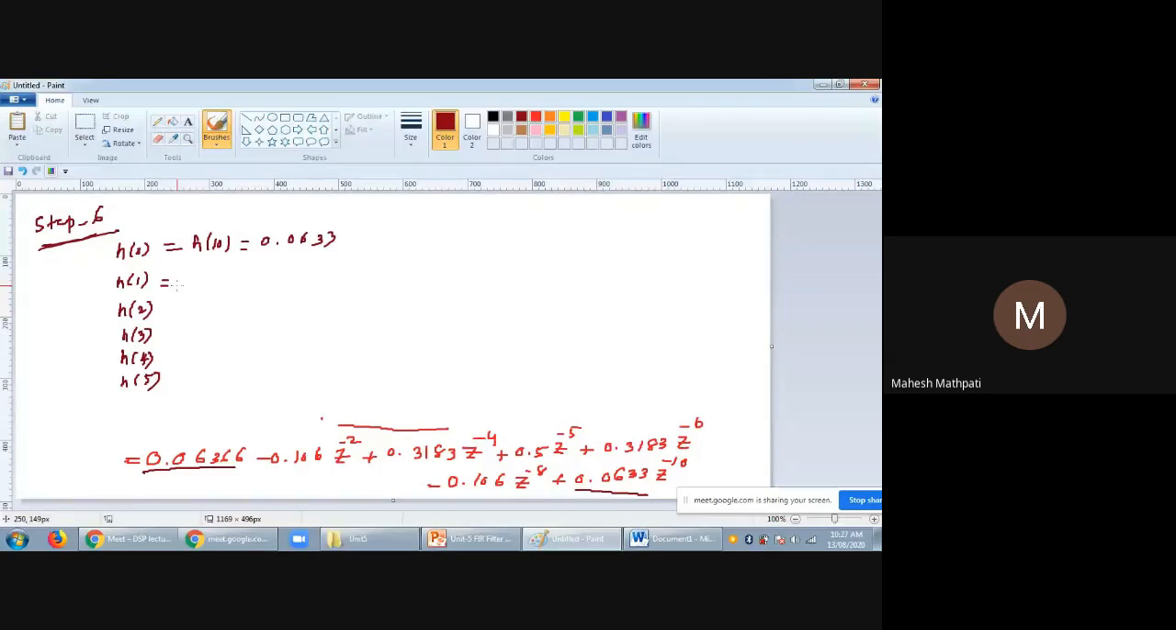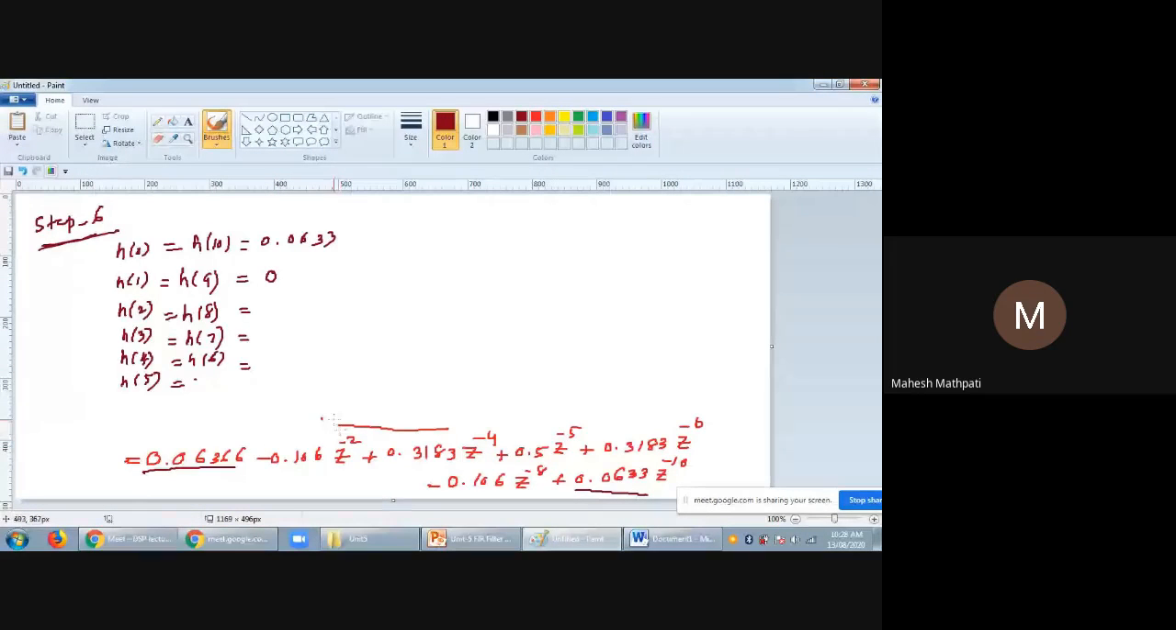Now, h of 1 equals what will I write? The simple way I will write it is h of 9, h of 8, h of 7, then h of 6, and there is no need to write h of 5. What is the value of h of 1? It is 0, because it is not present. Look, 1 is not present and 9 is not present either.